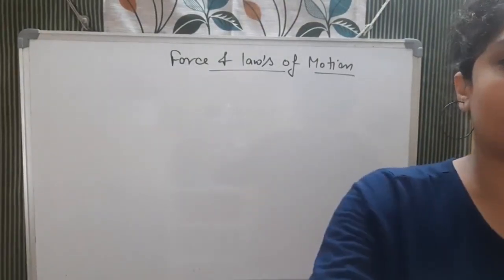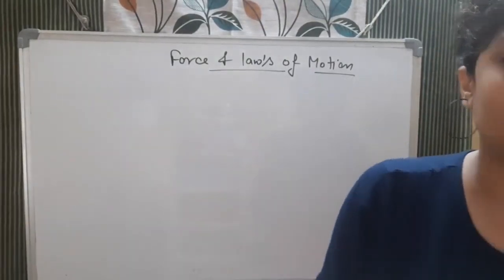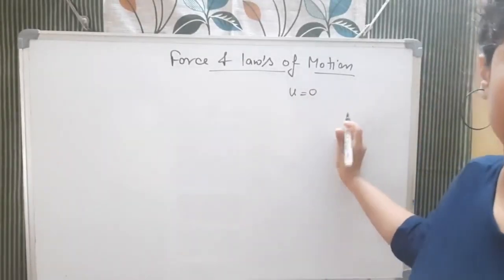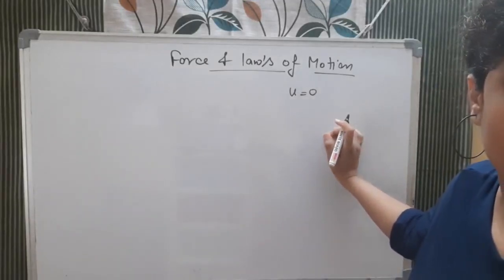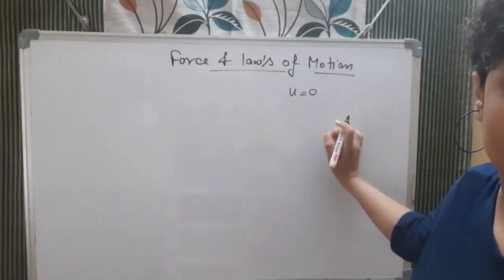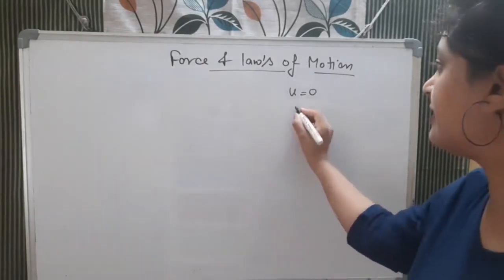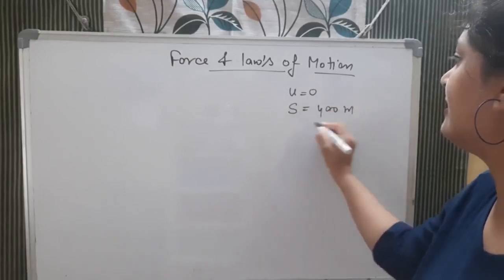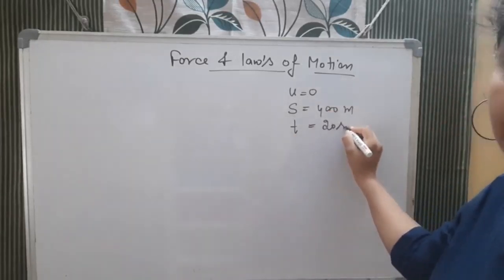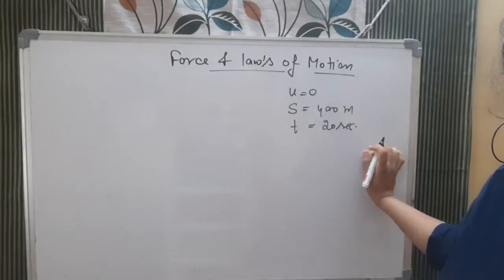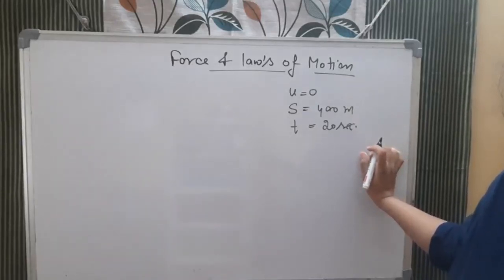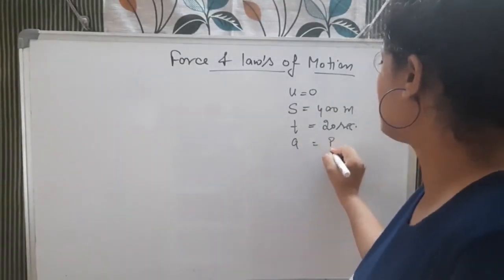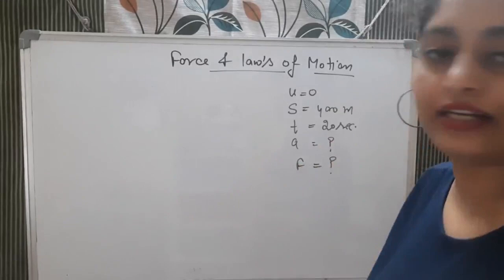Now there is a numerical, question number 5. A truck starts from rest. So its initial velocity will be what? 0. Okay. Now it starts from rest and rolls down a hill with constant acceleration. It travels a distance of 400 meters. Distance is given, S is 400 meters, in 20 seconds. Time is also given, 20 seconds. Now the question says find its acceleration. Firstly we need the acceleration and then the force acting on it. Both we need to calculate.